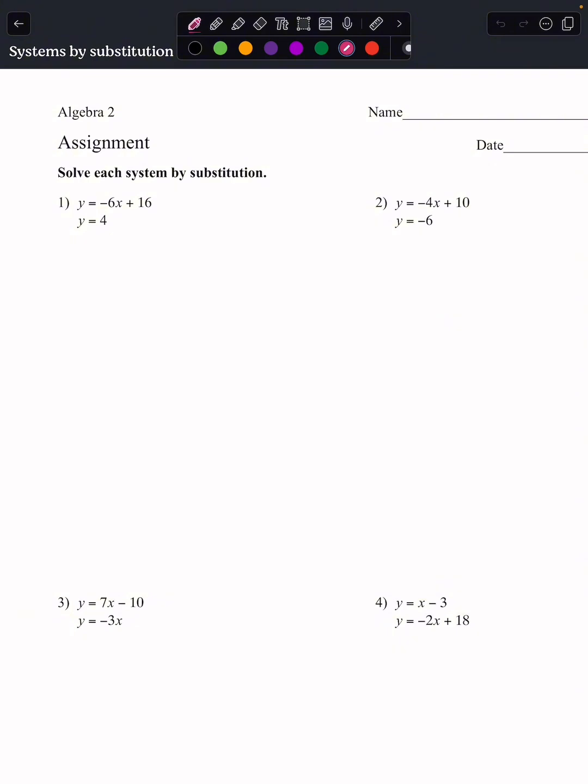What's up, my people? In this video, we're going to be solving systems, but this time we're going to be solving by substitution. In my other two videos, we've solved by graphing and we've solved by elimination. Substitution is the third method, not necessarily in that particular order, but it is one of the three. All right, let's jump right in and get right to the point.